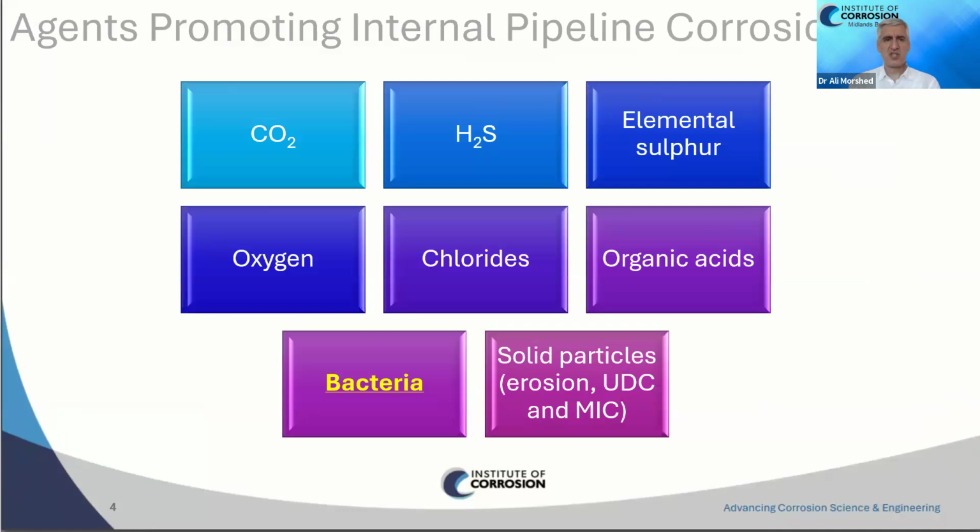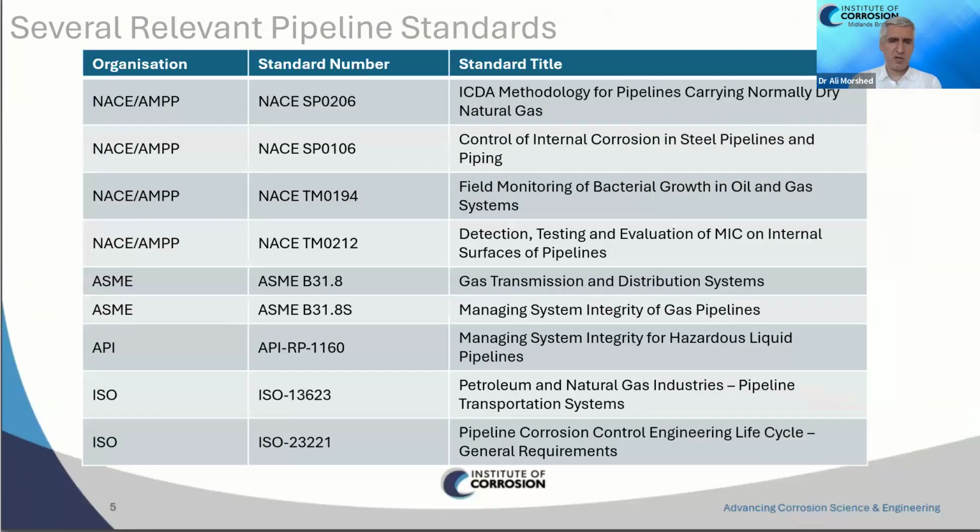There are a number of agents which promote internal pipeline corrosion: carbon dioxide, hydrogen sulfide, elemental sulfur, oxygen, chlorides, organic acids, bacteria, and solid particles. In the case of solid particles, we all know that they can cause erosion, under deposit corrosion, or they can further promote microbial-induced corrosion.